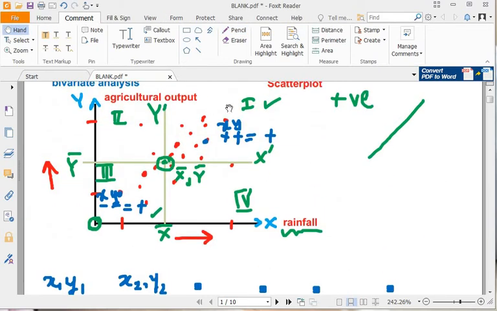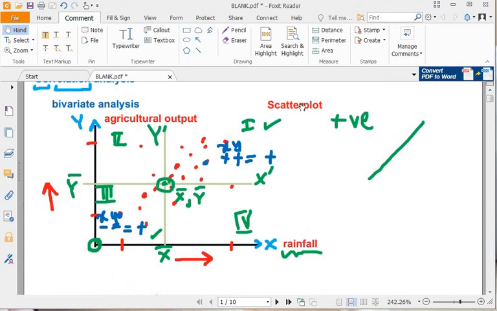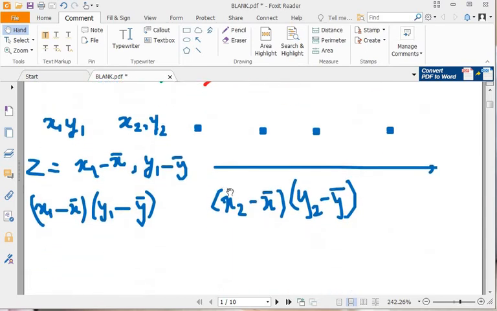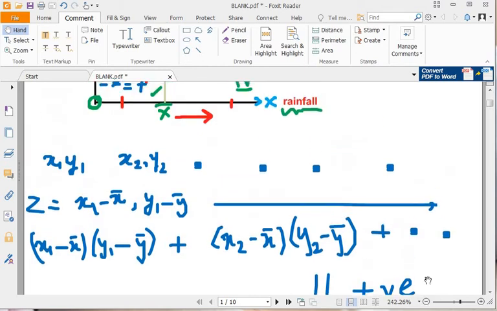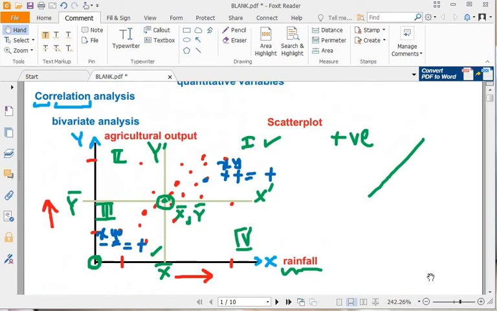For the positive relationship that I've considered, since most of the values lie in the first quadrant and in the third quadrant, most of these values will be positive. So if I add up all of these values, if I add up the 20 values, I'll end up with a pretty positive number, right? And what this positive number signifies is that most of my values are located in the first and the third quadrant.